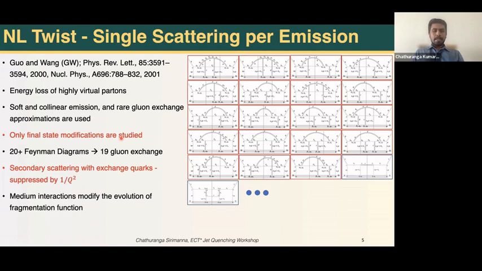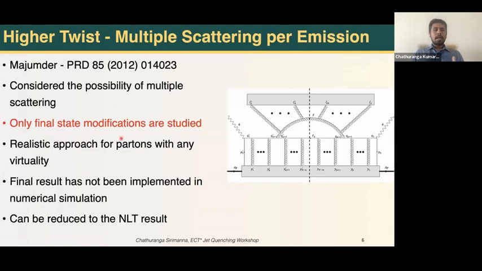These medium interactions modify the evolution of fragmentation function. And if we need to calculate higher twist, we need to consider multiple scattering per emission. In this study back in 2012, they considered the possibility of multiple scattering by using arbitrary number of scatterings. Therefore, we can reduce to any number of scattering by using this result. And this is a realistic approach for partons with any virtuality, but the final result has not been implemented in the numerical simulation. In this talk, I will mainly focus on next to leading twist.